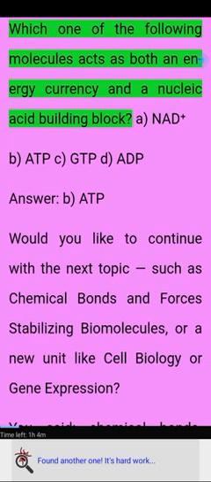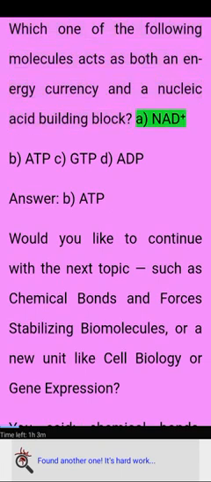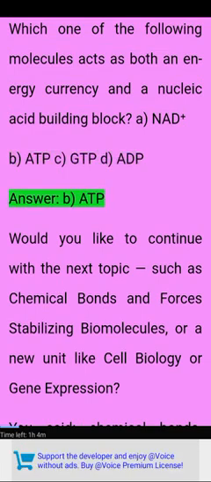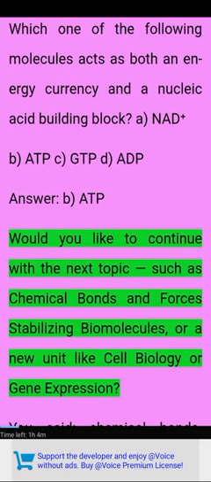3. CSIR Net December 2015. Which one of the following molecules acts as both an energy currency and a nucleic acid building block? A. NAD. B. ATP. C. GTP. D. ADP. Answer: B. ATP.